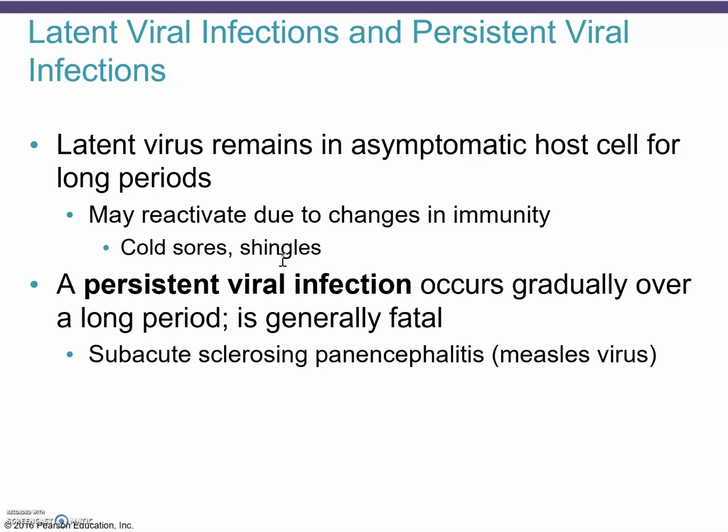Sometimes persistent viral infections can get worse over time, and that could be fatal. So, for example, here is subacute sclerosing panencephalitis due to the measles virus.